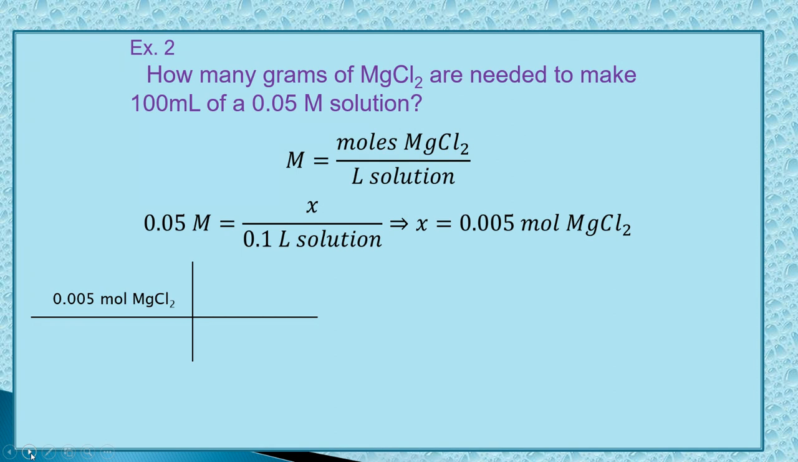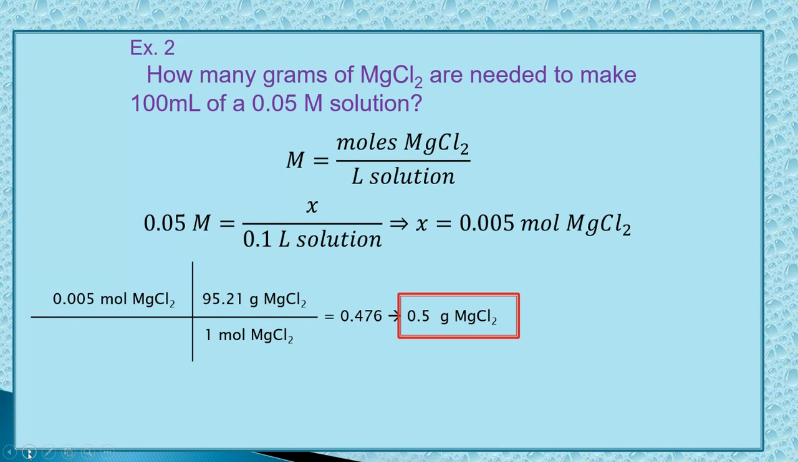We know that to go from moles to grams, we need the molar mass. And so 1 mole of magnesium chloride is going to have a molar mass of 95.21 grams. So my final answer, once it's rounded to 1 sig fig, is going to be 0.5 grams magnesium chloride.